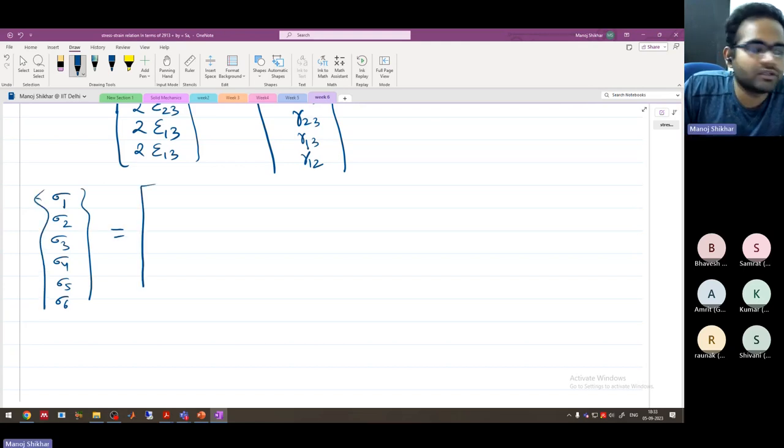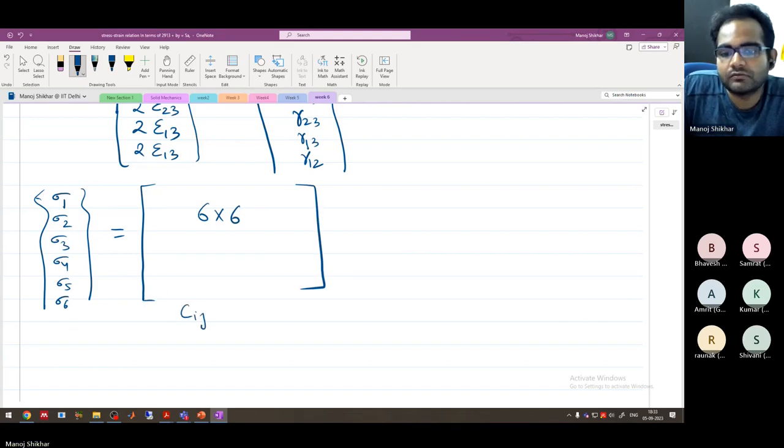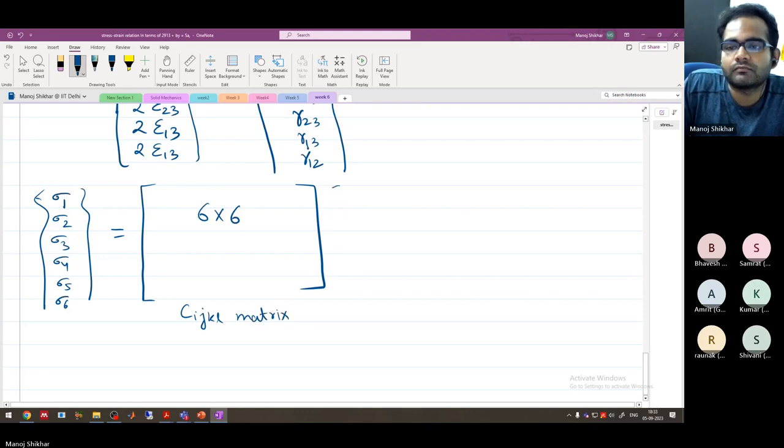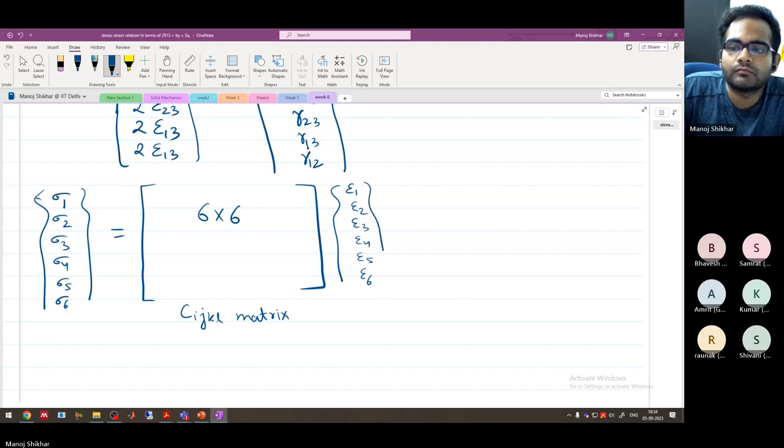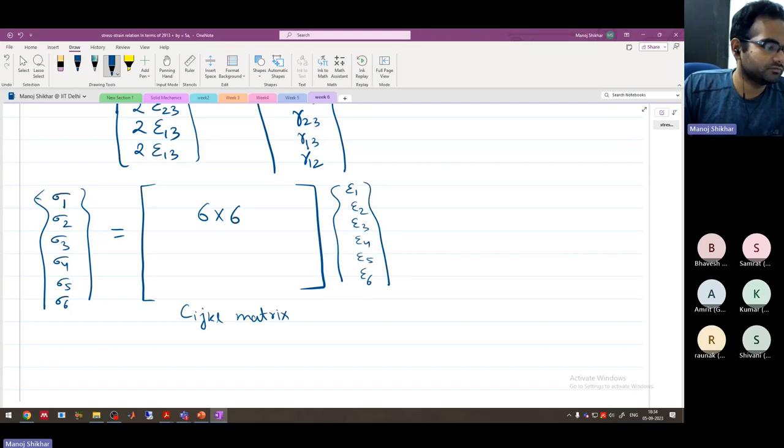So this is the constitutive relation. This is a 6 cross 6 C_IJKL matrix. This will be your strain matrix in Voigt notation.